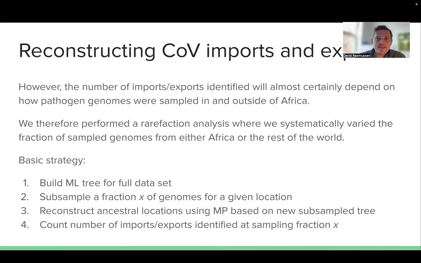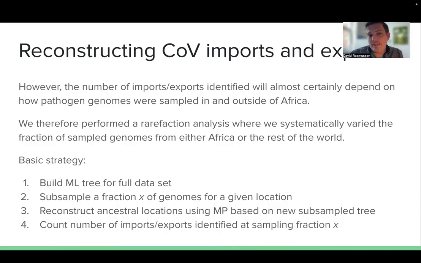But of course, we can ask, well, how does this all depend on sampling? If we had sampled differently, maybe more in Africa and less in the rest of the world, we might have come to completely different conclusions in our phylogeographic analysis of how these viruses were moving around the world. And this is where subsampling and resampling methods can really be helpful, because we can use subsampling to look at these counterfactual scenarios of what we would have inferred if we had sampled differently.